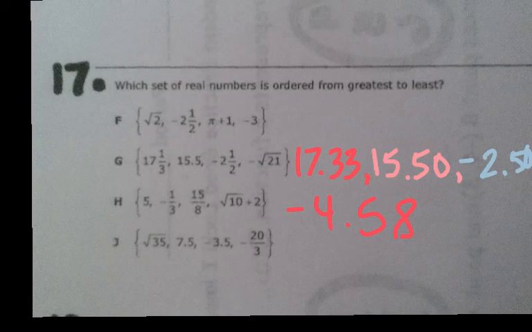For G, you have $17.33, $15.50, negative $2.50, and negative $4.58. That one is in order from greatest to least, so that would be your answer. H is not your answer for the same reason F isn't, because a negative is never going to be greater than a positive. And then J is not your answer because 20 divided by 3, because the square root of 35 gives you $5.91, and that's not greater than 750.